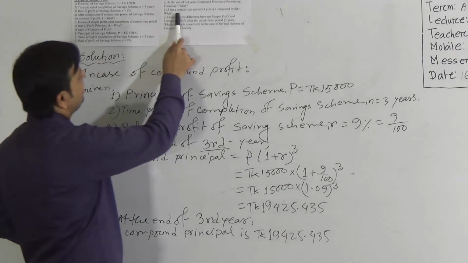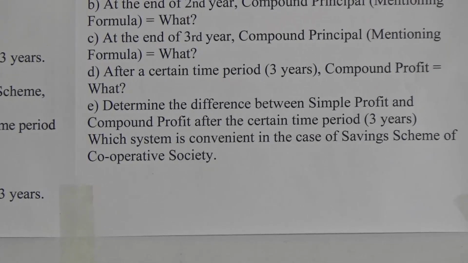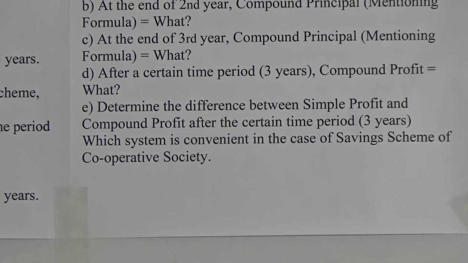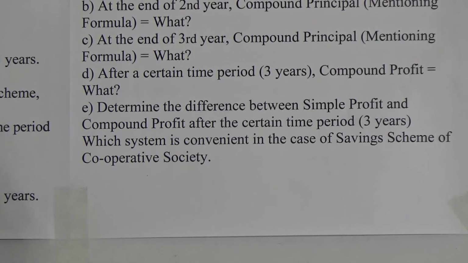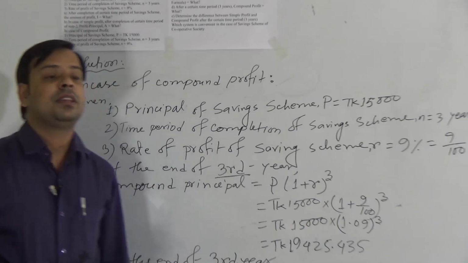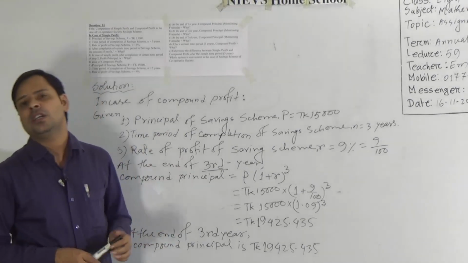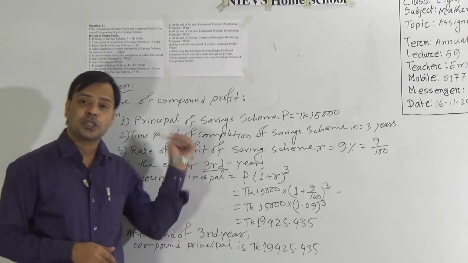Question D. After a certain time period, it means 3 years. Compound profit, what? Here the certain time period means 3 years is given. So at the end of third year, we know the compound principal from C, that is 19,425. If we subtract the principal from this, we'll get the compound profit, as we have to determine the compound profit. So we can solve question D now.